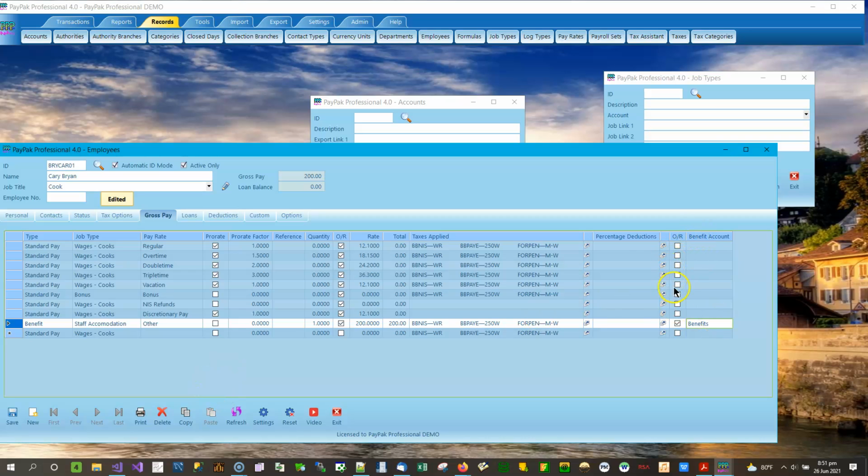which is the only other option that you would have under the gross pay for account allocation. Generally, everything goes to the account assigned or linked to the job type.